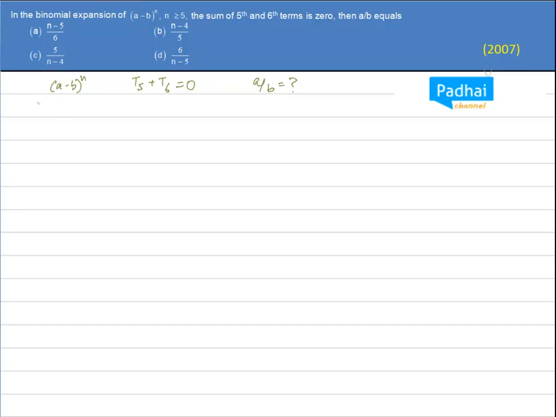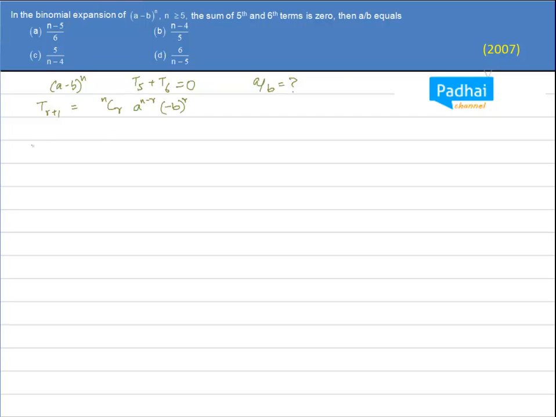Now, first of all, let us try what is the (r+1)th term. This will be nCr a^(n−r) (−b)^r. So this is the (r+1)th term. This is basically how we find the rth term.